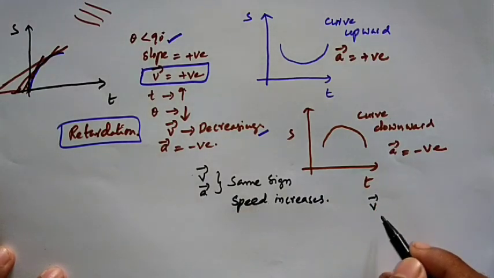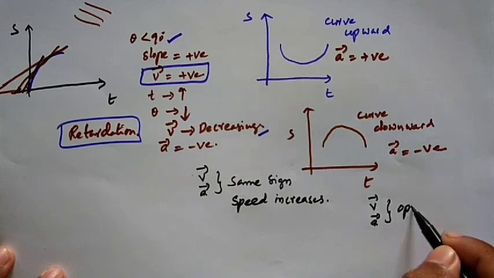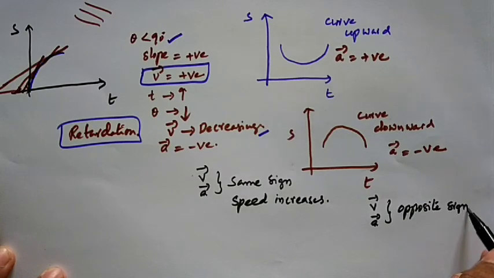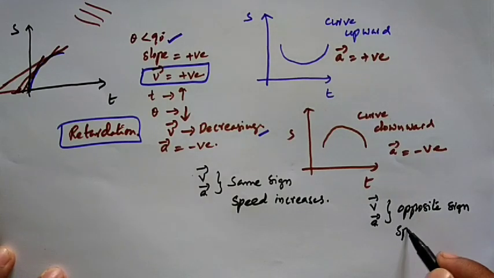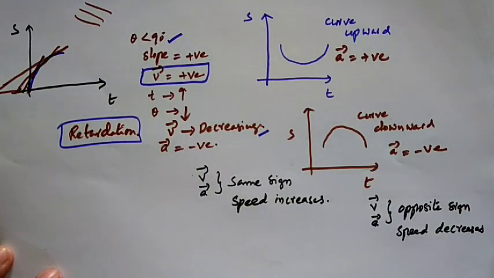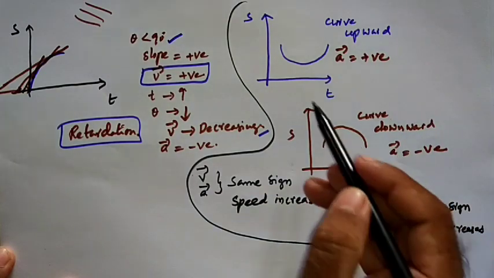Next, when velocity and acceleration have opposite sign, then what happens to the speed of the body? Decreases. Very good. You got it. Just remember these shortcuts.